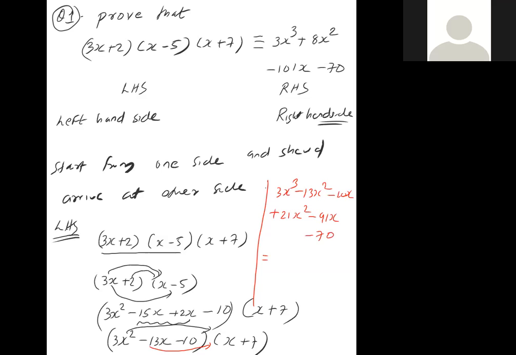We can say that 3x cubed is there. After simplifying, minus 13x squared and 21x squared gives plus 8x squared. Then minus 10x minus 91x is going to be minus 101x. Minus 70. That is what we get starting from LHS, and that is exactly equal to RHS. So we can say that RHS is exactly equal to LHS. This is a proof of the statement.